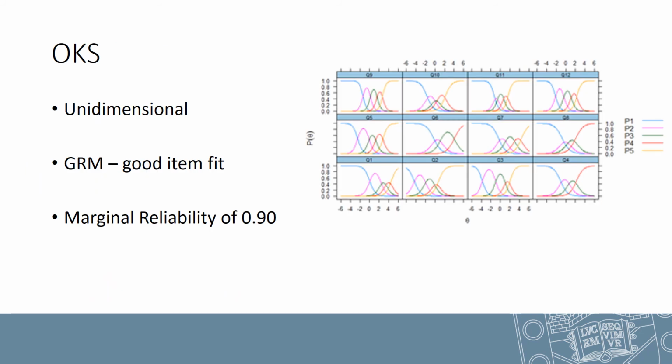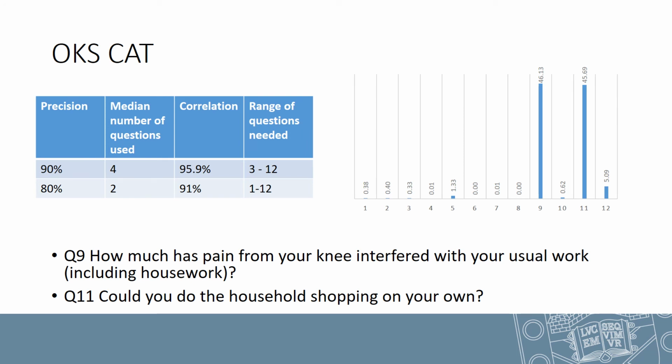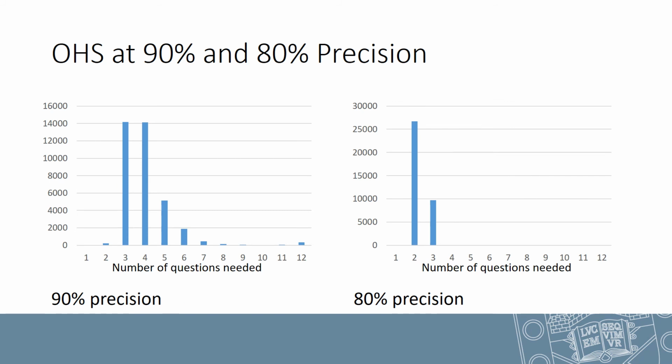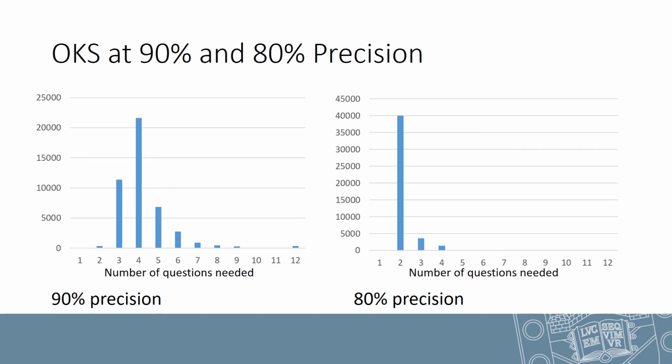The OKS also fit the model well. For the CAT, we only required 4 questions at 90% precision and 2 questions at 80% precision, with questions 9 and 10 selected by the algorithm as conferring the most discriminating power. Here you see the number of questions needed for the participants in the 2 OHS simulations. You can see that the large majority of simulations only required a few questions. Similarly, for the OKS, the amount of questions required to accurately estimate the latent trait was minimal.